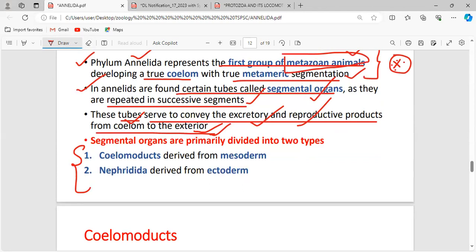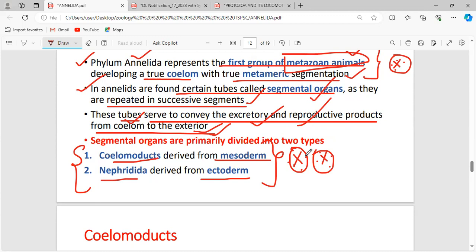Okay, see, the segmental organs are divided into two types: the coelomoducts derived from the mesoderm and the nephridia derived from the ectoderm. Don't forget these two points. The most unique characteristic features of the phylum Annelids: we know that segmentation and the true coelom arise only in the phylum Annelids. This is the first point you have to remember.